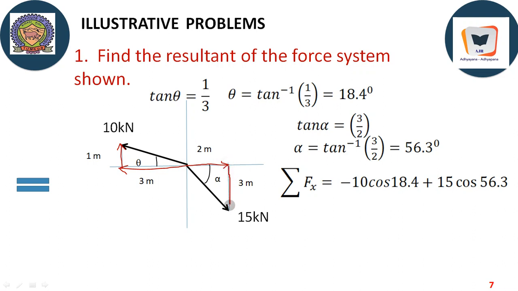How am I able to write the arrows? While I represent the sense of these forces, I look into this particular arrow. This is the parent force, which gets resolved into its components, horizontal component and vertical component. So this is 15 cos 56.3. It is positive. This is positive.